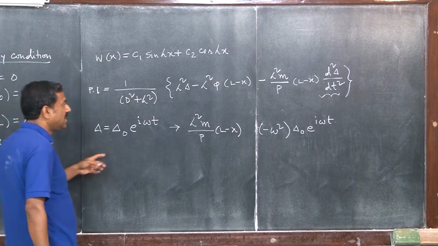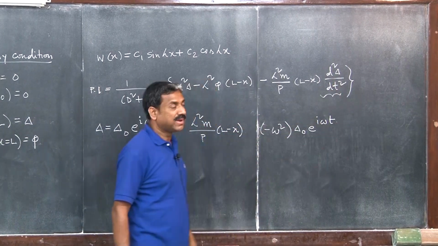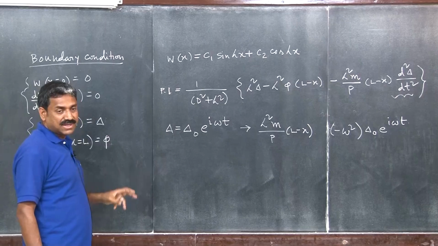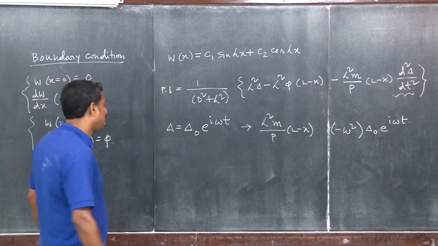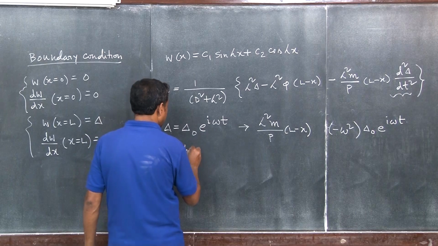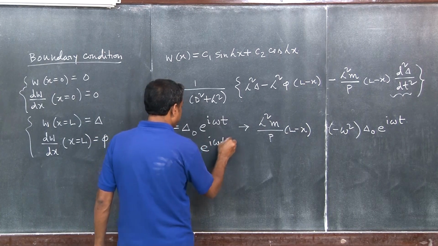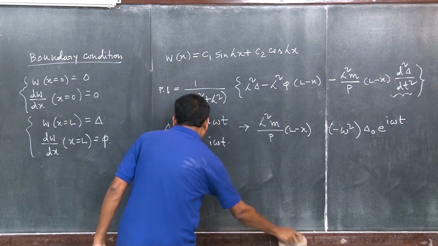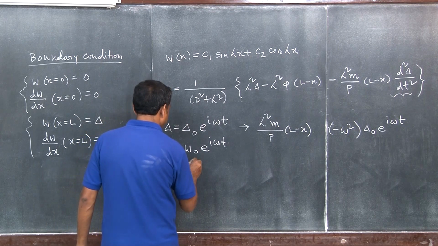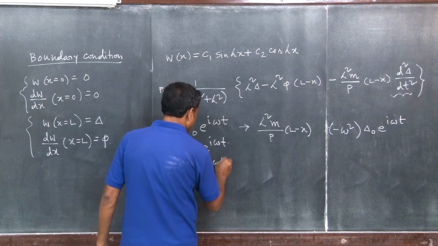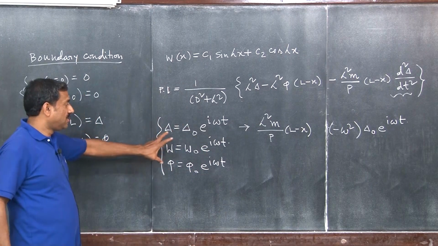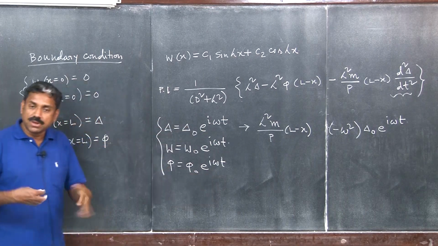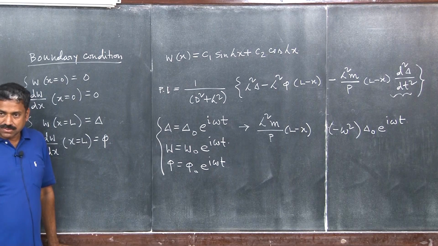Now see, you may wonder that there is only e to the power i omega t, but in the governing equation, when you assume the solution in terms of w and there is phi, you can also assume that w is expressed as w0 e to the power i omega t, and delta is also delta 0 e to the power i omega t, and phi is also phi 0 e to the power i omega t. You see that? So for dynamics, this solution can be assumed, and if you substitute, the e to the power i omega t term will cancel out from both sides, right? Understand what I am trying to say?